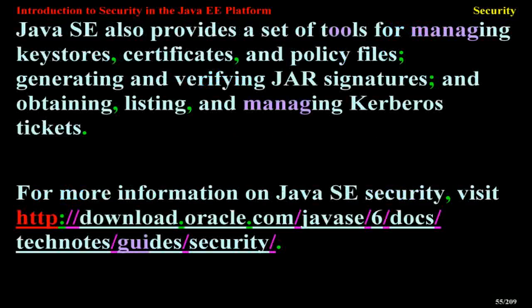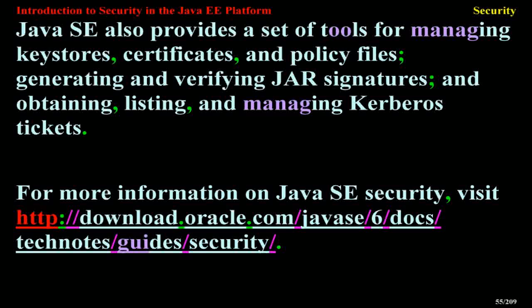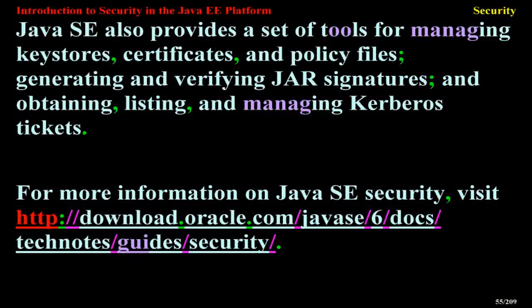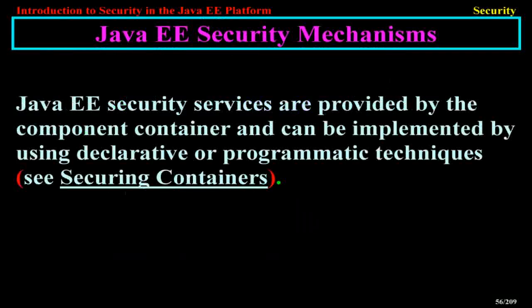Java SE also provides a set of tools for managing keystores, certificates, and policy files, generating and verifying jar signatures, and obtaining, listing, and managing Kerberos tickets. For more information on Java SE security, visit http://download.oracle.com/javase/6/docs/technotes/guides/security. Java EE security mechanisms.